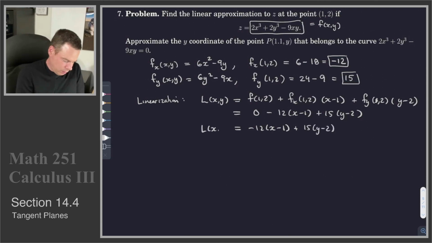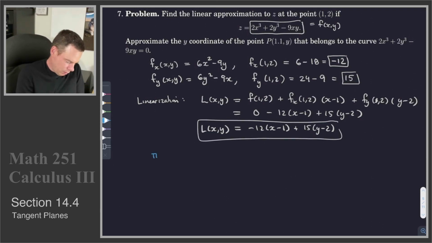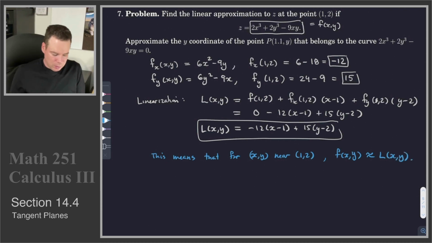So that's our linearization. What that means, maybe we'll jot this down, is that for x, y near (1, 2), the function value f of x, y is approximately given by the values of this linear function. So I can use values of that linear function to approximate the values of the original function.